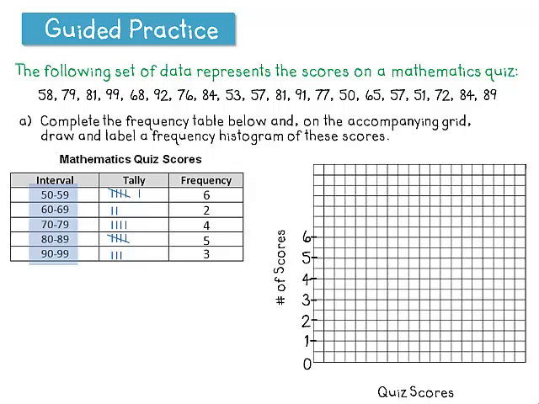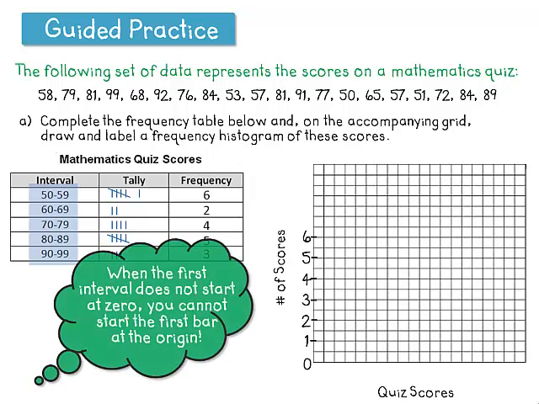I don't want really, really thin bars. I want to, again, use as much space as I can. But remember, when the first interval does not start at 0, you cannot start the first bar at the origin. So my first notch will start at the first grid line over from the 0. So that's where my first bar will start, and I'm going to end it, let's go 3 units over. So that's the width of my first bar.